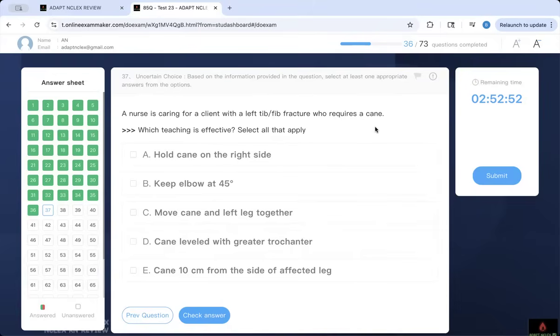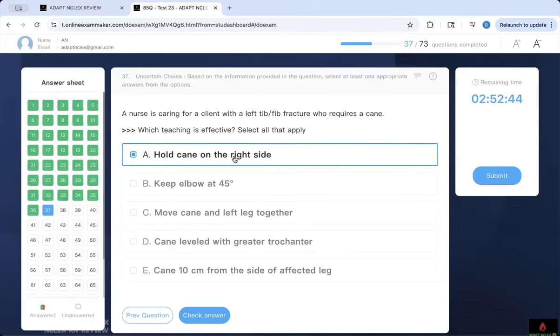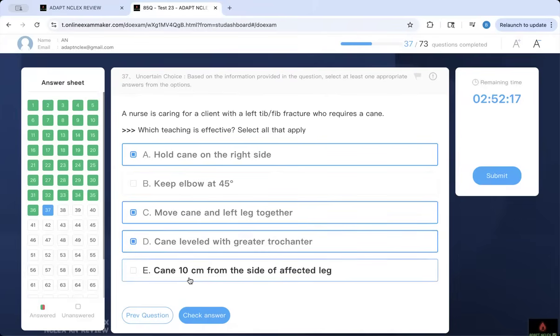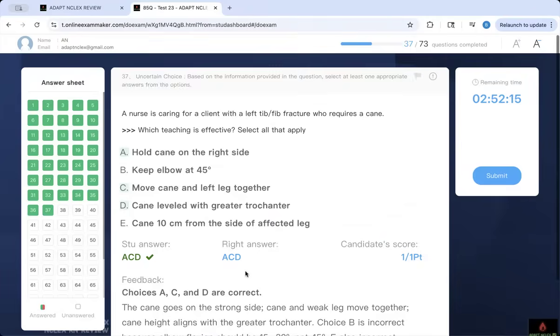The key is assistive device. You're going to hold it at the stronger side. So hold the cane on the right side. This is left, therefore this is good. The elbow at 45 is too big, usually 15 to 30. You move the cane and the left leg. The cane and the left leg will support the movement of the affected leg. Therefore, this one is good. The cane is level to your greater trochanter. That's the most important. And the cane 10 centimeters from the side is too far. Therefore, wrong answer. You're going to fall.